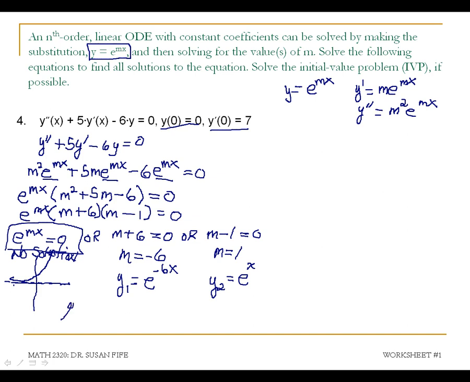My general solution can be found by multiplying each one of these solutions by a constant and then adding together. So my general solution is y equals some constant, I'm going to call it c1, times my first solution, e to the negative 6x, plus another constant, I'll call it c2, times my second solution, e to the x. That's my general solution to the equation.